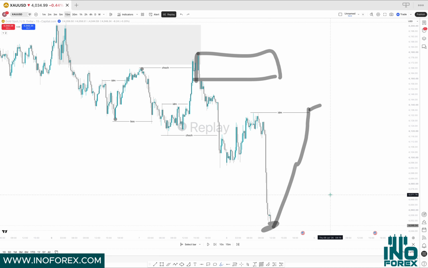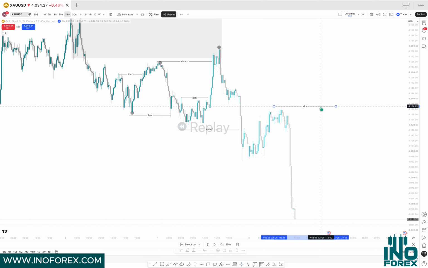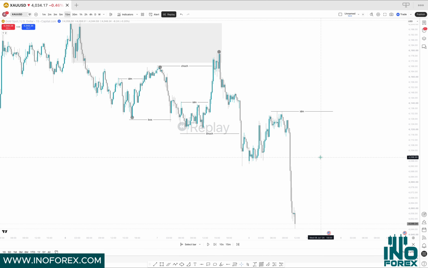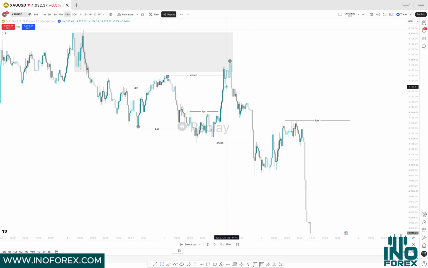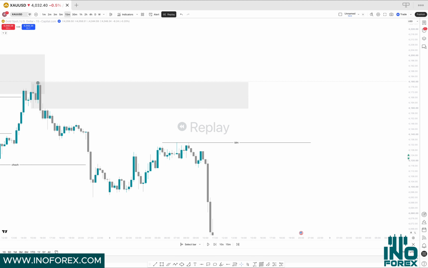So let's see what's the next. This is inducement. After marking inducement, the next thing we're going to do, we're going to mark unmitigated order flow. So we're going to check unmitigated order flow. We're going to check from the high. As you see here, at this point we have unmitigated order flow. Why? Let me show you.